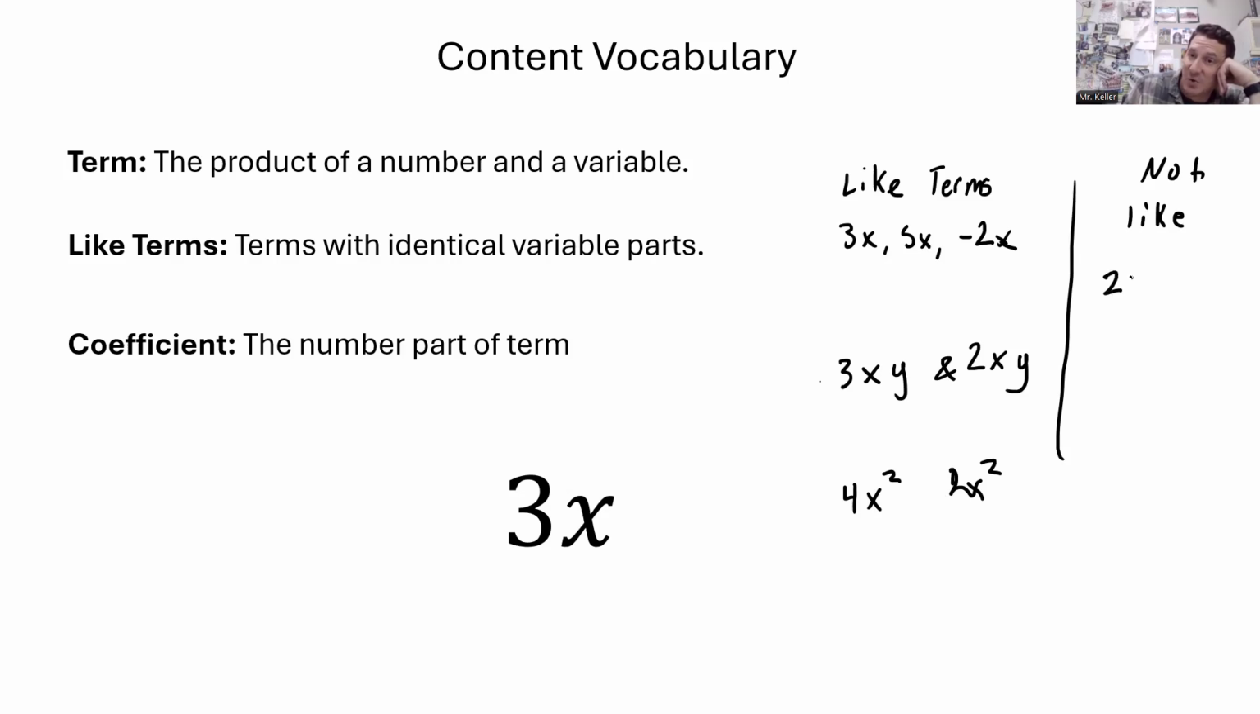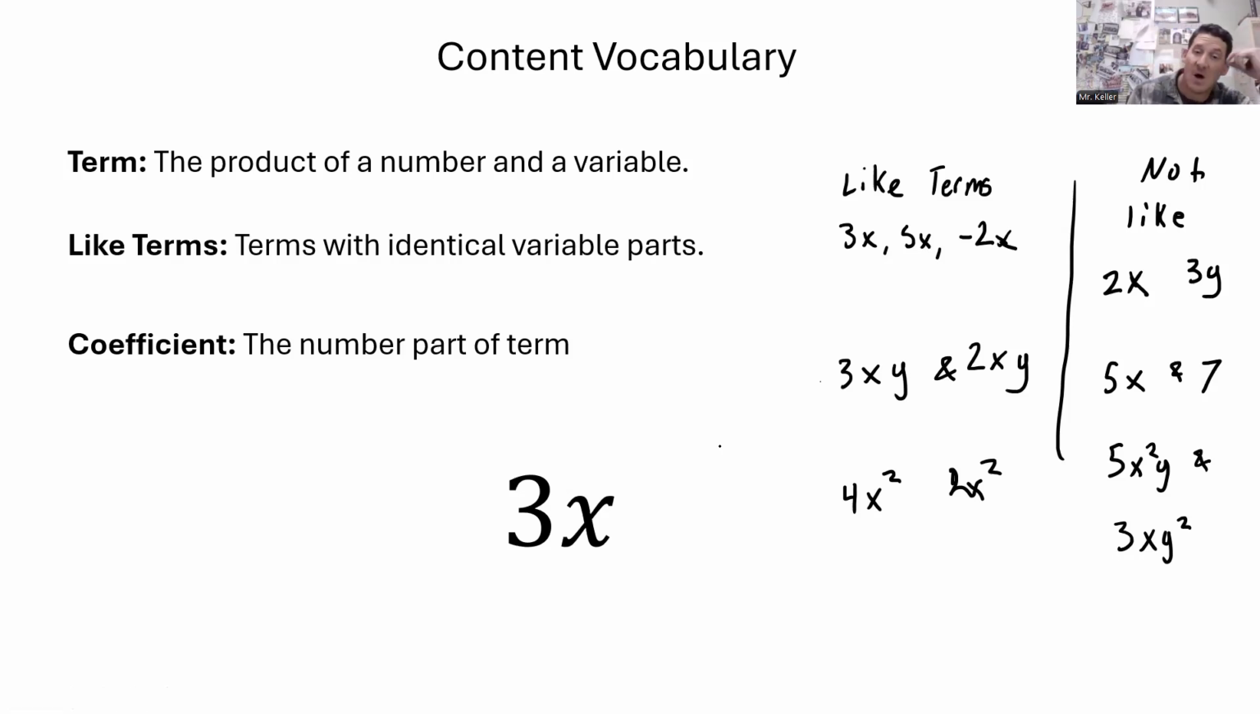Not like terms. On the other side of that, if we had a 2x and a 3y, that doesn't work. If it's a 5x and just a 7, that doesn't work. 5x squared y and 3xy squared looks like it could be the same, but it is not because the x is squared here and the y is squared there. So they're not the same. It has to be identical.